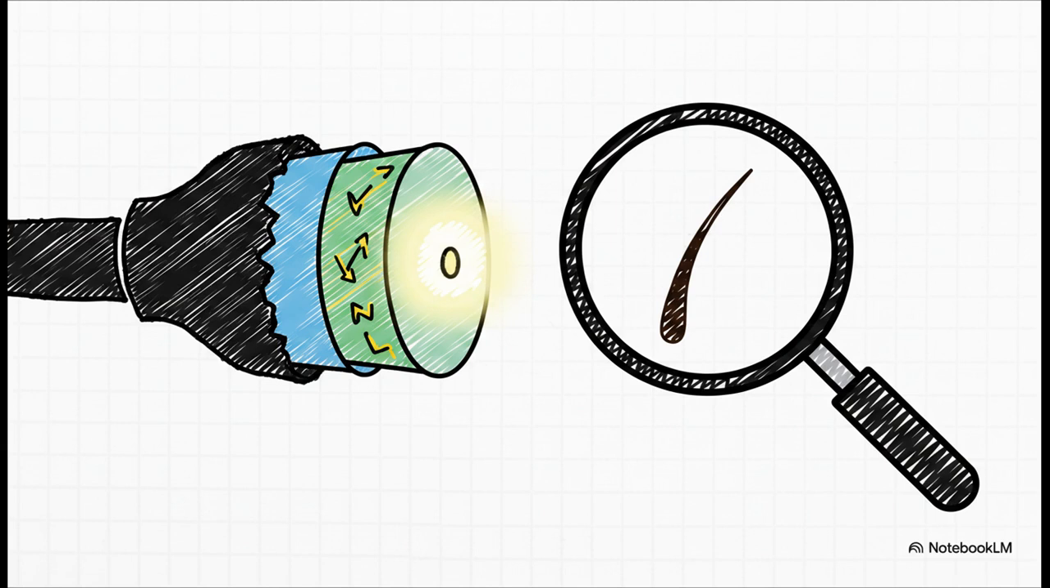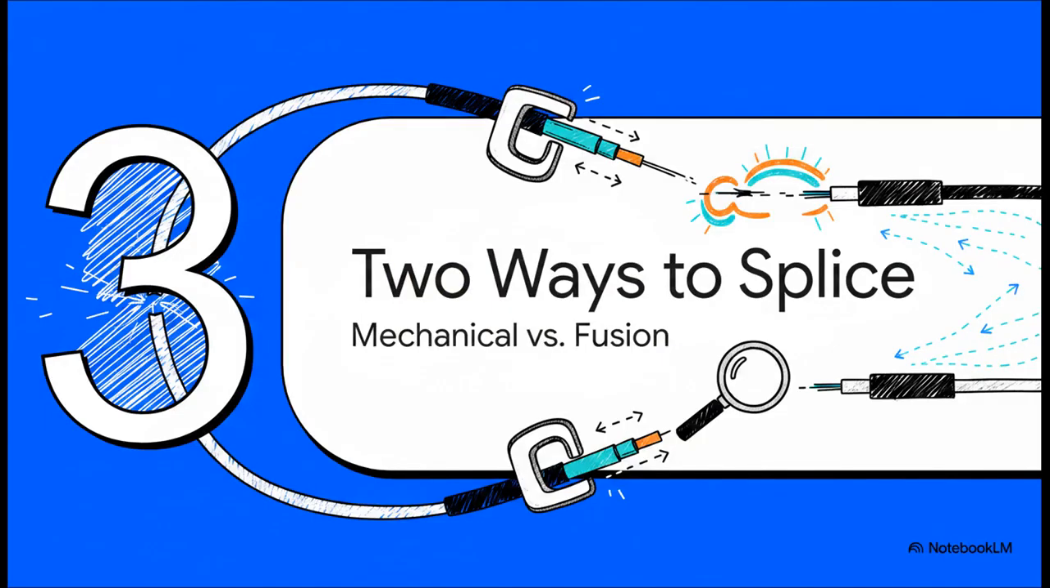And that brings us to the absolute most mind-blowing part, the core. This is a microscopic 9-micron glass center where the light pulses actually travel. To put that into perspective, 9 microns is roughly 1/10 the thickness of a single human hair. Crazy, right?